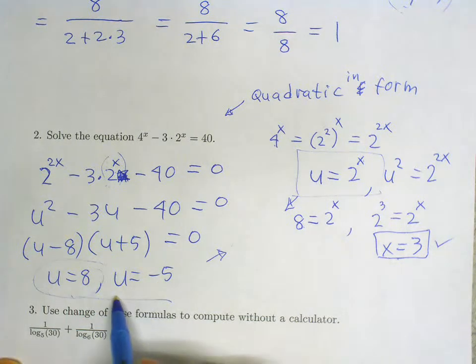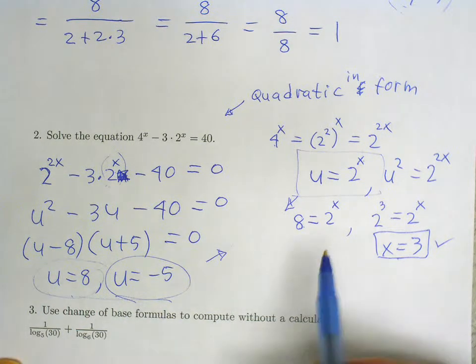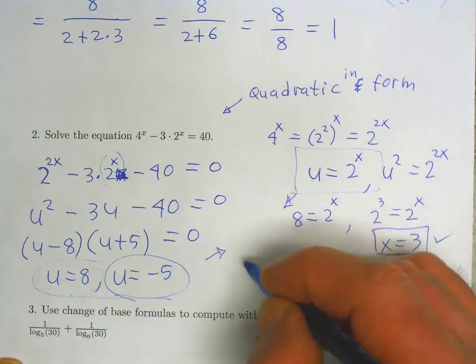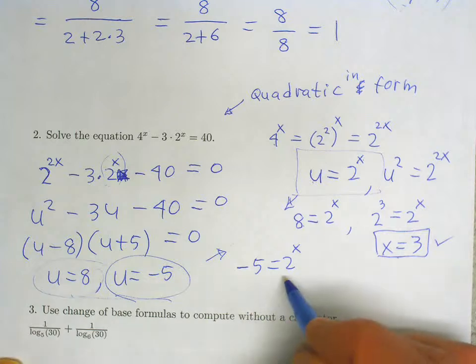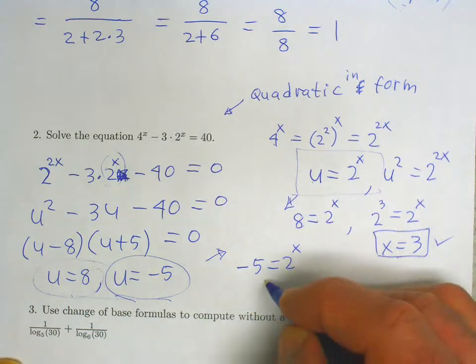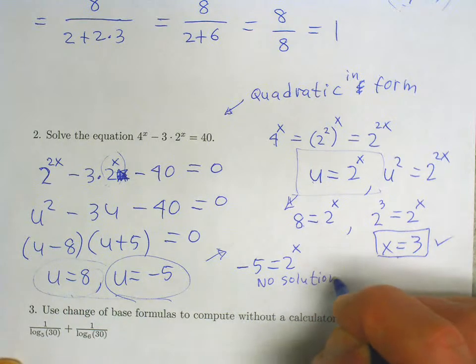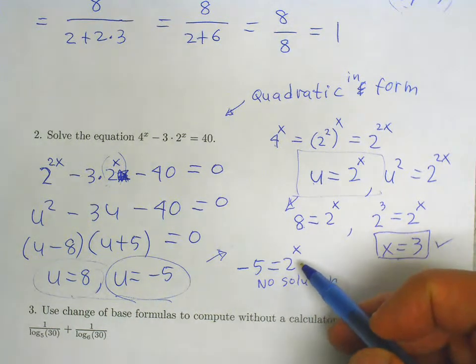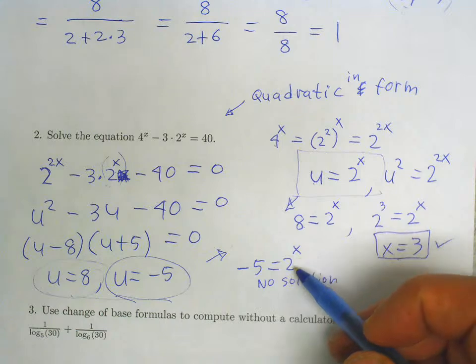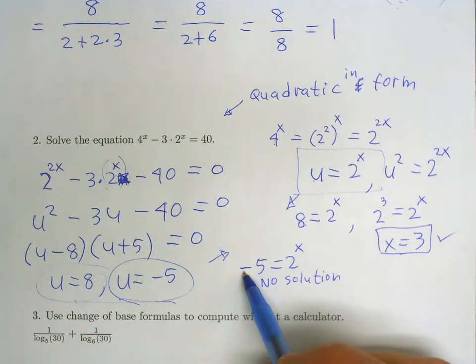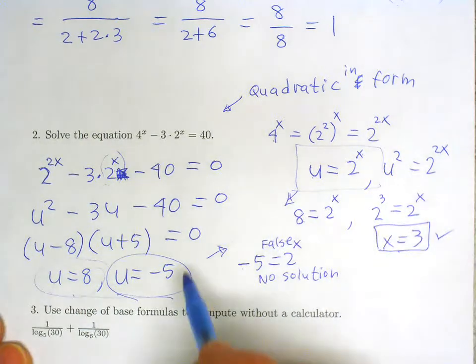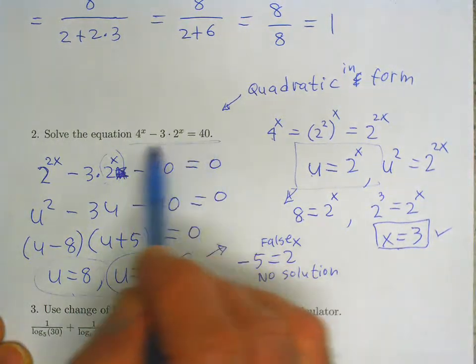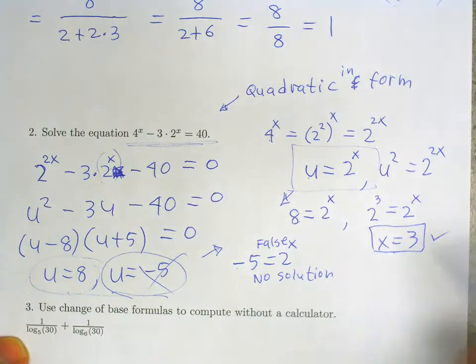Okay, but this other u value, negative 5, we replace this u with negative 5, we get negative 5 equals 2 to the x. But this can never be true. This has no solution. 2 to the x is positive for every real number x. So 2 to the x can never be negative 5. So this is false. Okay, so the only solution to that original equation is x equals 3.